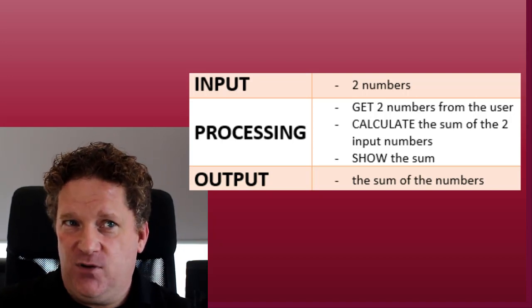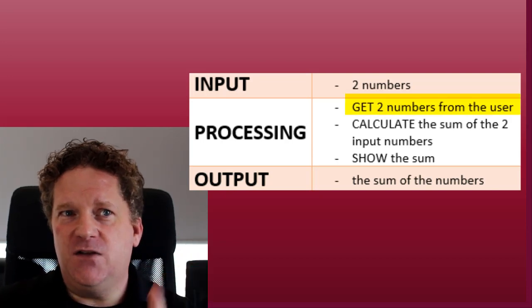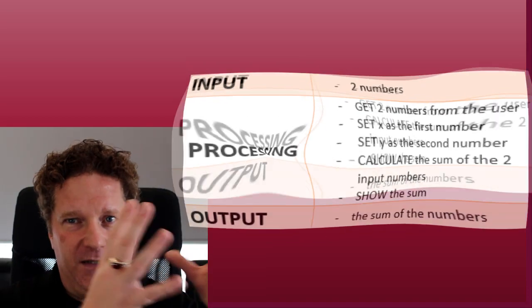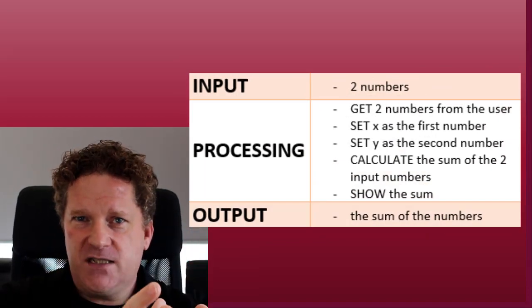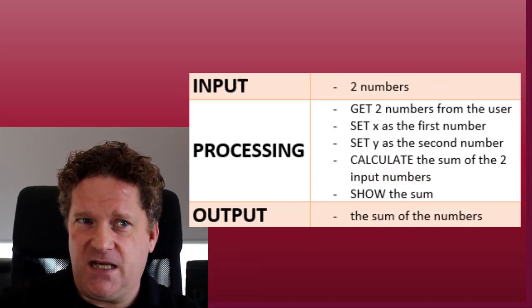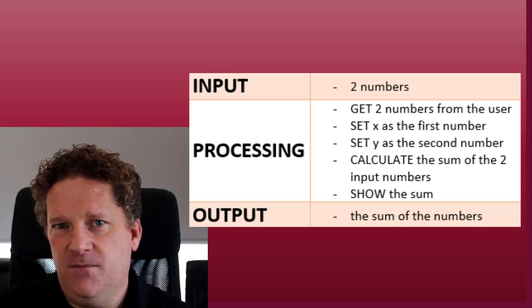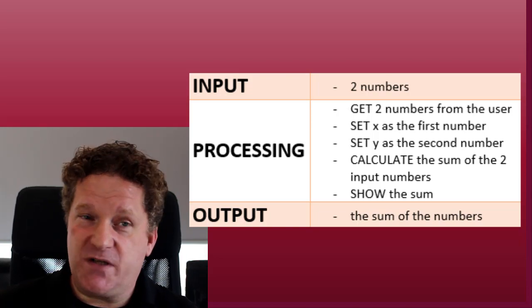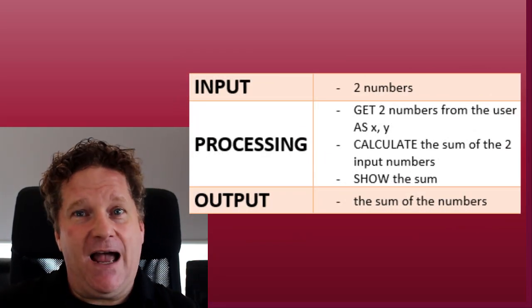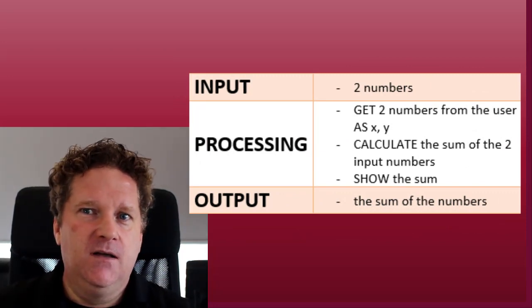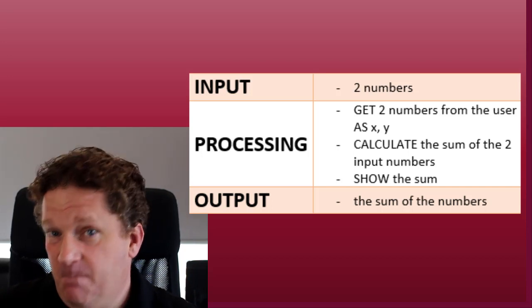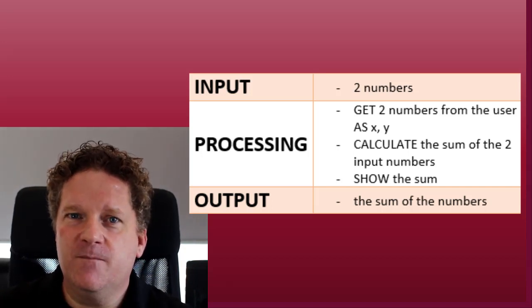So for example, my line, get two numbers from the user, could become get two numbers from the user, set x as the first number, set y as the second number. That's a little clunky though. So we could just more simply say, get two numbers from the user as x and y. As long as we understand that that means the same thing, we're off to the races.